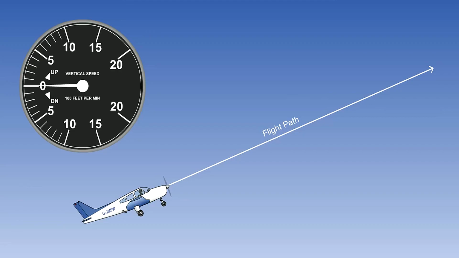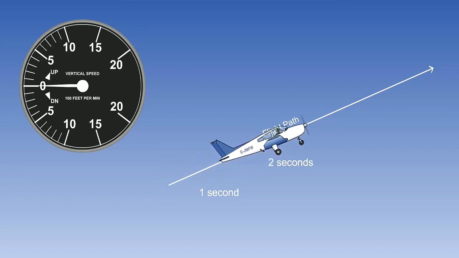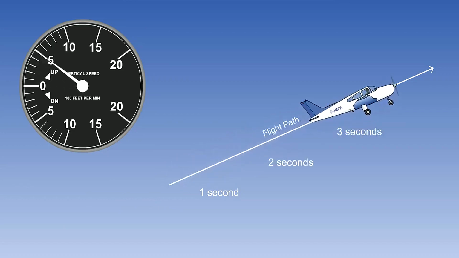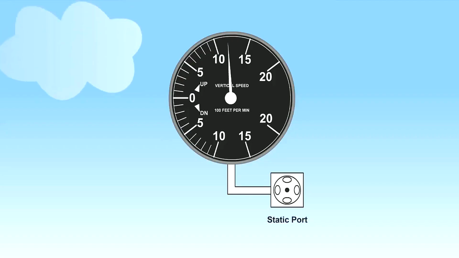The final error to consider is time lag. If we think about how the VSI operates, it can be seen that it will take a few seconds for the pressure differential to become established in the climb or descent. There will also be a time lag on leveling out while the pressure in the capsule and the instrument case equalize. This error is most noticeable after a prolonged climb or descent, especially at a high rate.